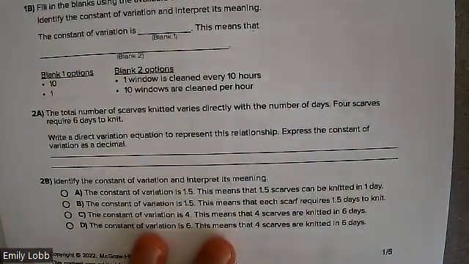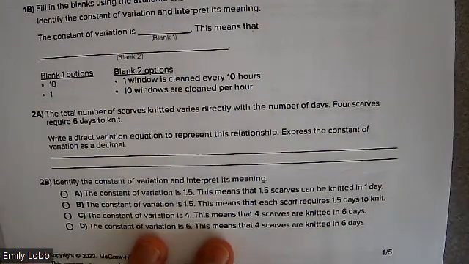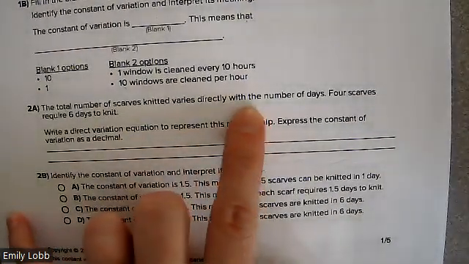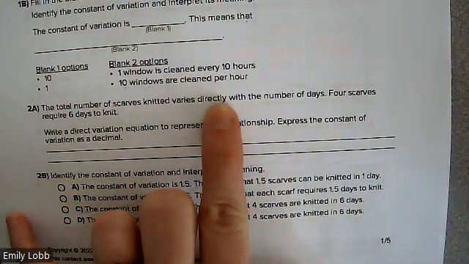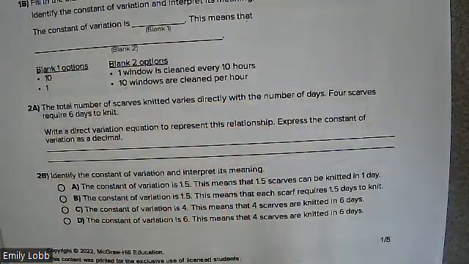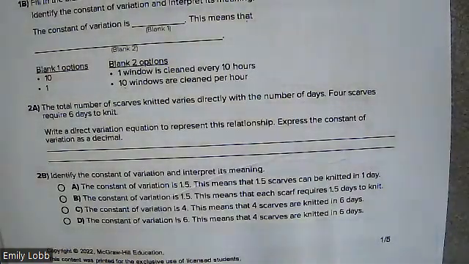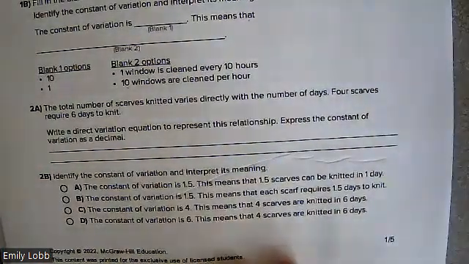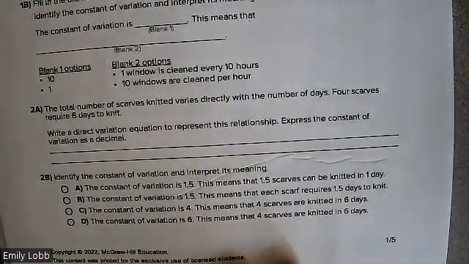2A, the total number of scarves knitted varies directly. Remember, that means it starts at 0, goes up at a constant rate with the number of days. 4 scarves require 6 days to knit. Write a direct variation equation to represent this relationship. Express the constant of variation, remember that's m, as a decimal.